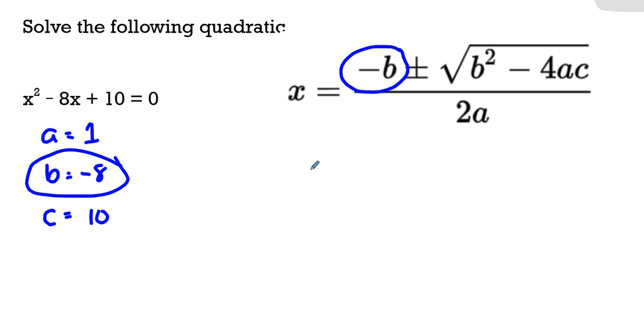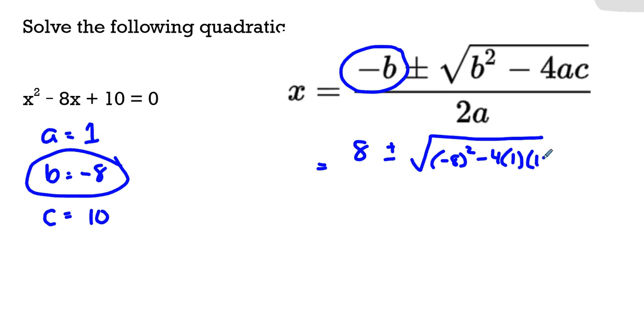So as I start plugging this in, it's going to be the opposite of b, which makes it positive, plus or minus, and we'll talk about how to deal with that later, the square root of negative 8 squared minus 4 times 1 times 10, all over 2 times 1. All I'm doing is taking out those variables, a, b, and c, and replacing them with the numbers that we have.